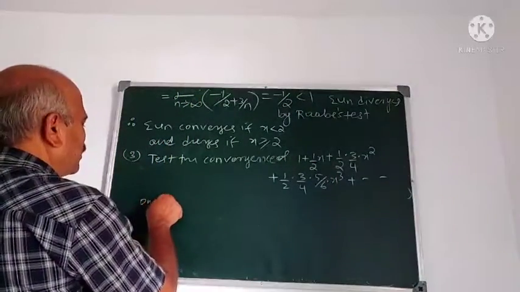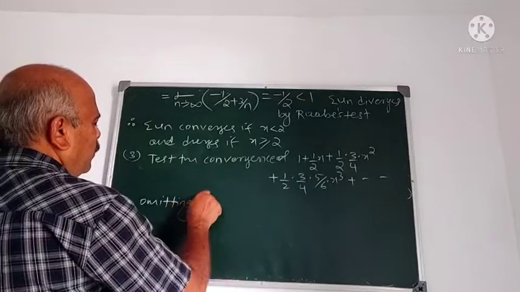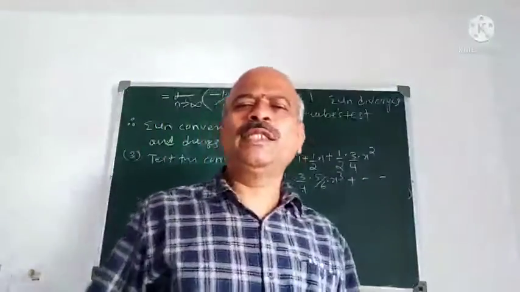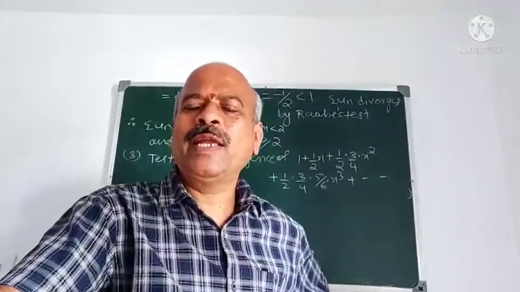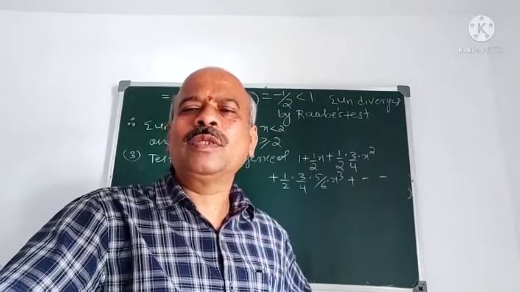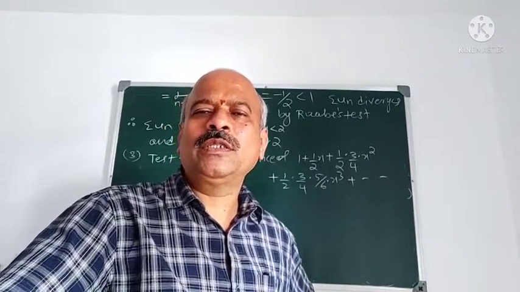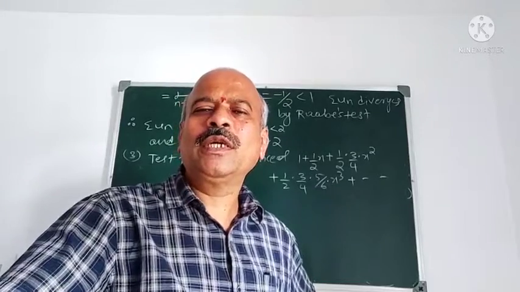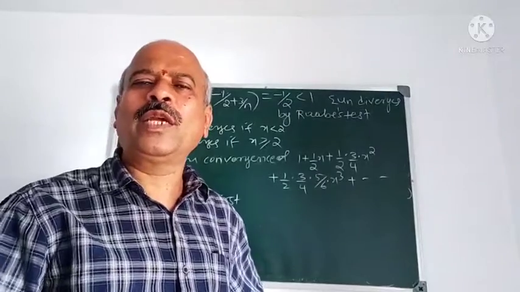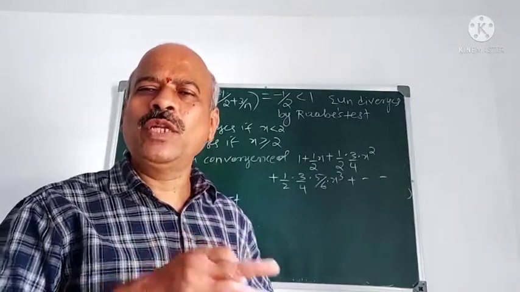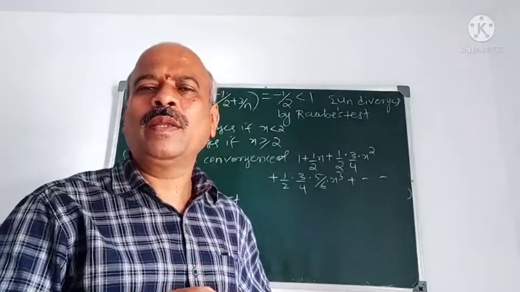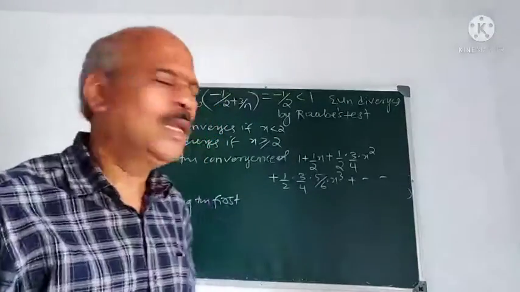Now omitting the first term, you know that in an infinite series, if we add some finite number of terms, or we subtract, or we neglect some finite number of terms, the behavior is not changed. Convergence or divergence is unaffected. So for generalization, to find the nth term, we can leave some terms. Usually we neglect a few terms from the beginning.